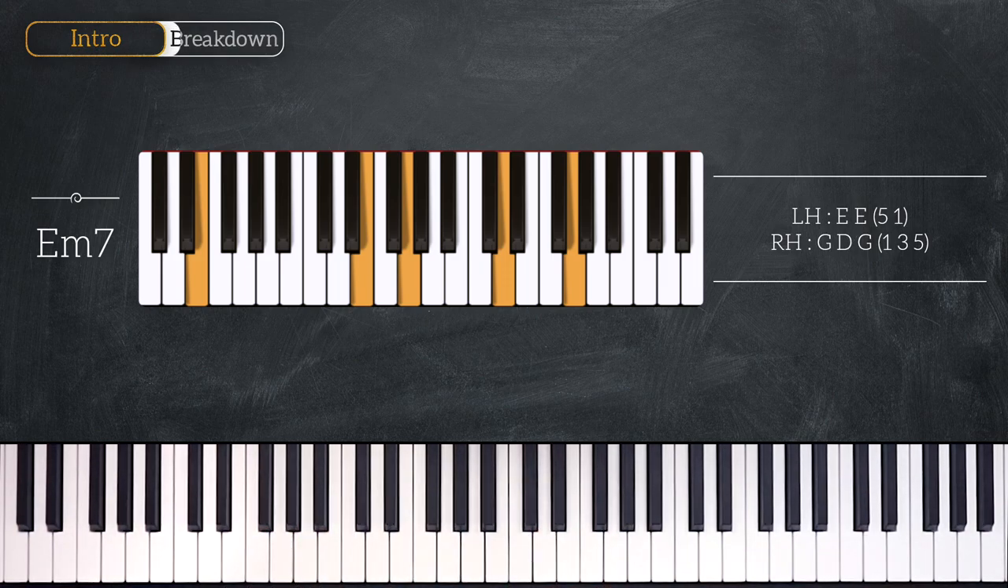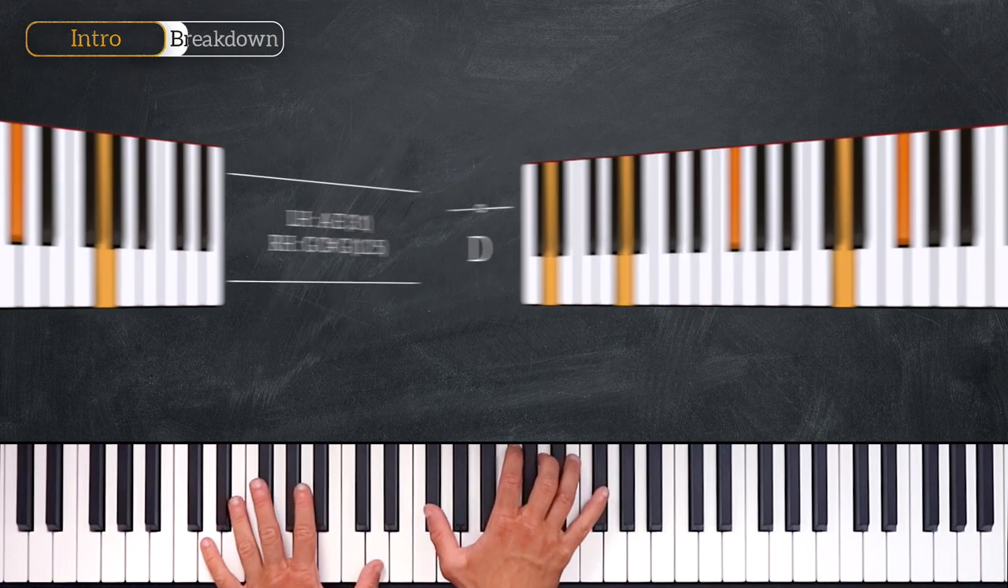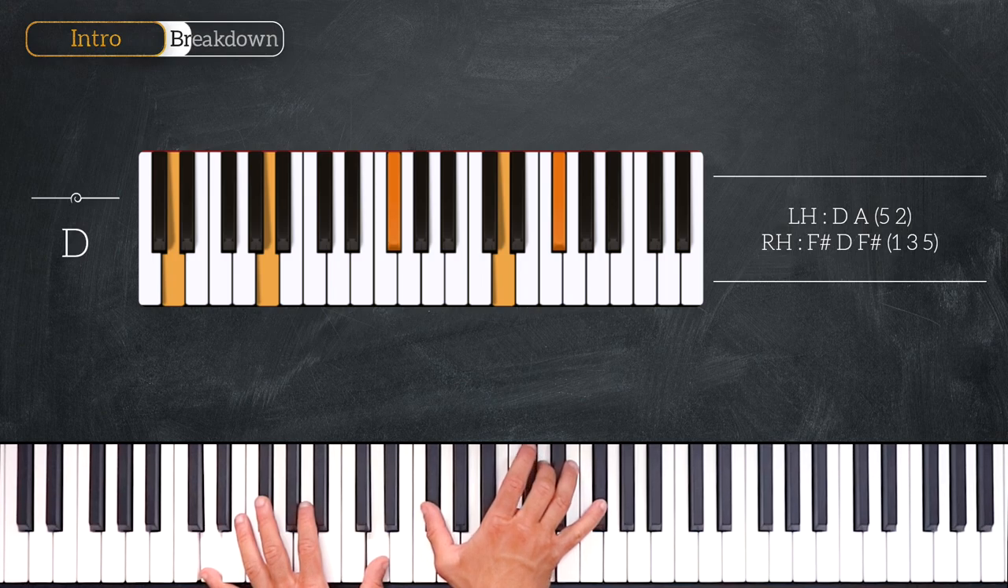Following this chord, we'll play this A7, playing A, E on the left hand, G, C sharp, G on the right hand. And the last chord of this progression will be D major, playing octave D on the left, F sharp, D, F sharp on the right hand.